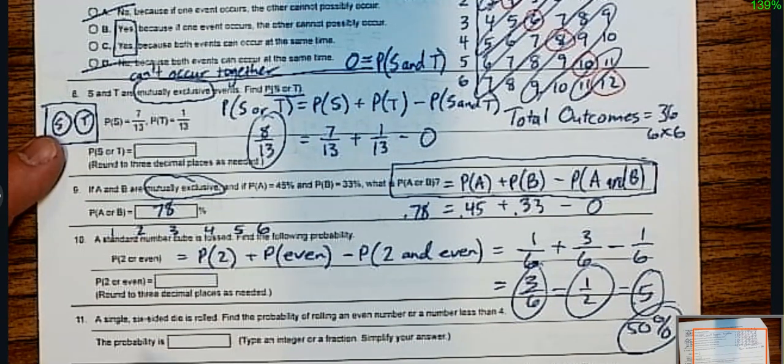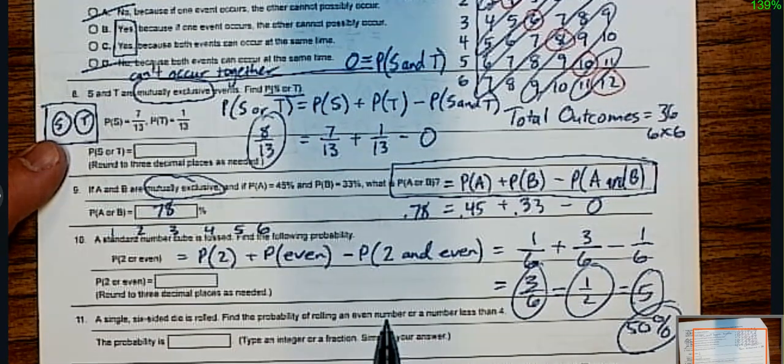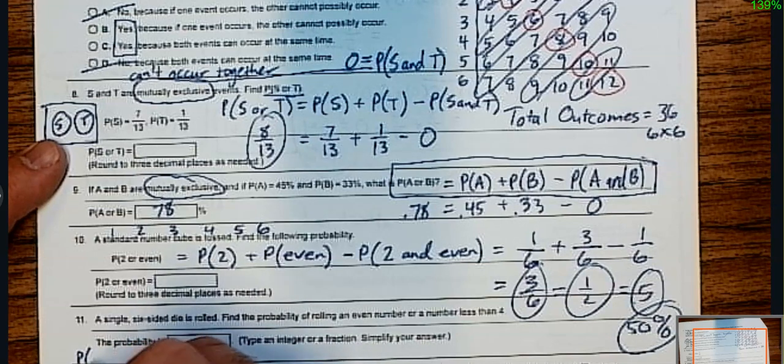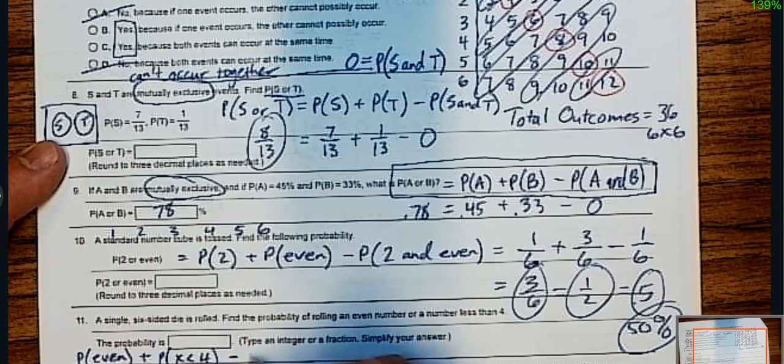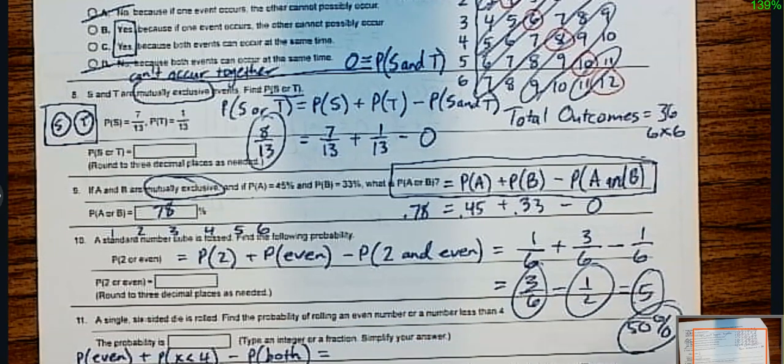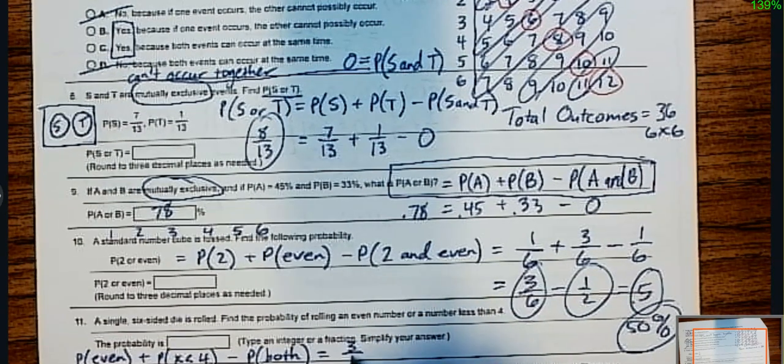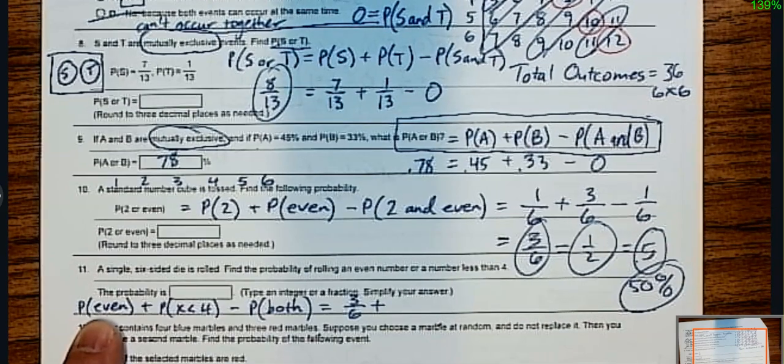Question 11. Similar situation, but this time we're rolling an even number or a number less than 4. So we want the probability of an even number plus the probability of a number less than 4 minus the probability of both. Do we know the probability of even? Sure we do. We just wrote down 3 out of 6 on the last question.